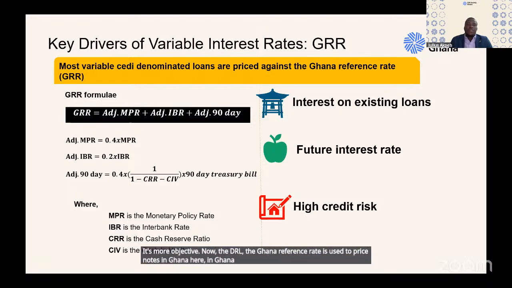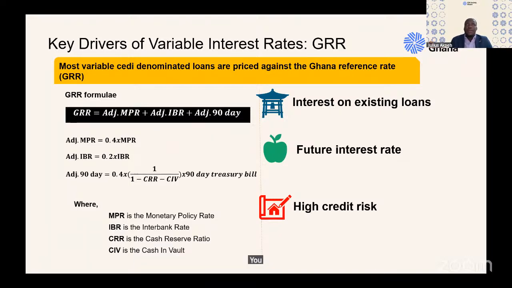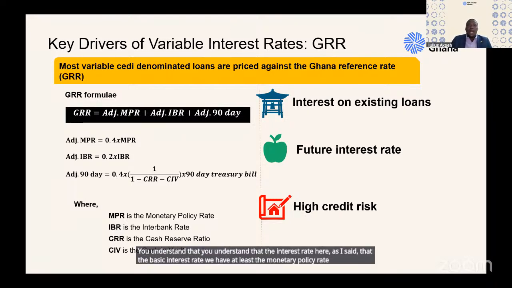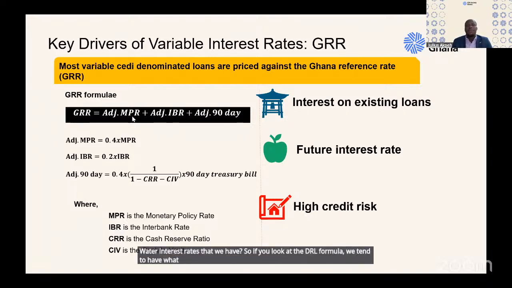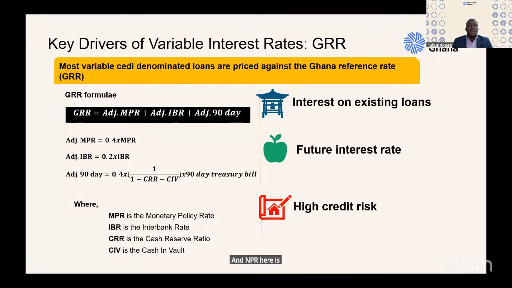Now, the GRL, the Ghana Reference Rate, is used to price variable rate loans here in Ghana. The formula is very simple, not quite difficult. The basic interest rate we have is the monetary policy rate, and upon that other interest rates are built. It forms a kind of building block for other interest rates. In the GRL formula, we have what we call an adjusted MPR. The MPR is the monetary policy rate by the Bank of Ghana, and a weighting is applied to that.